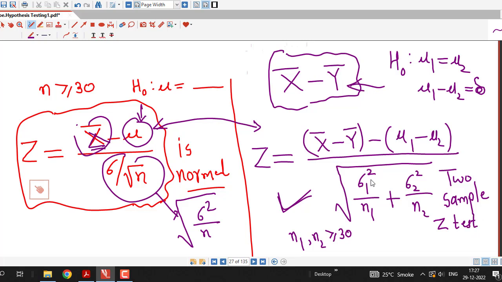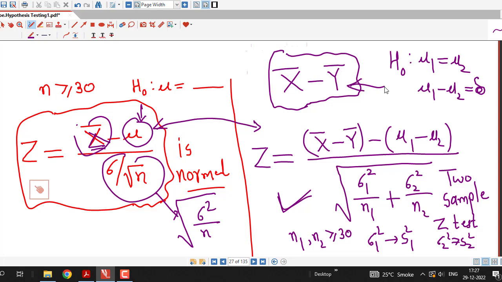Now sometimes suppose we are not given the population variances, then we can replace sigma 1 square by the sample variance s1 square and sigma 2 square by the sample variance for the second sample, s2 square. So we will remember this two-sample Z test, and using it we can test whether there is any significant difference between the population means of two populations, or we can compare two populations with respect to their population means.